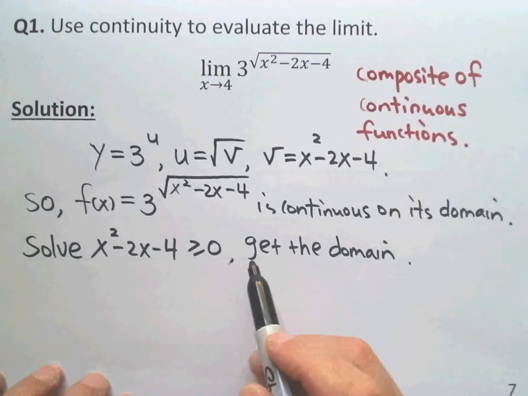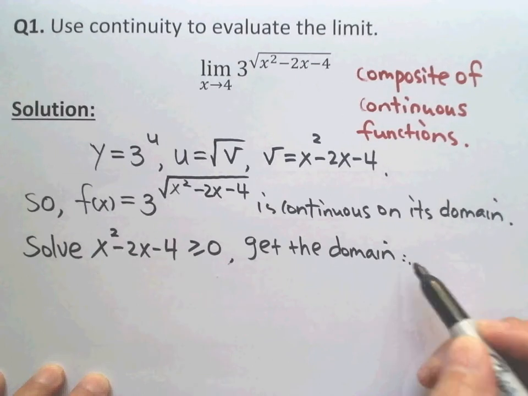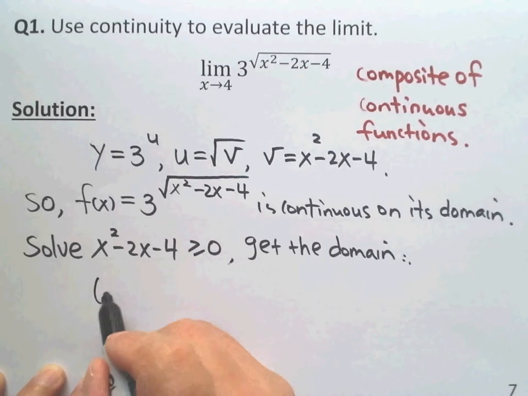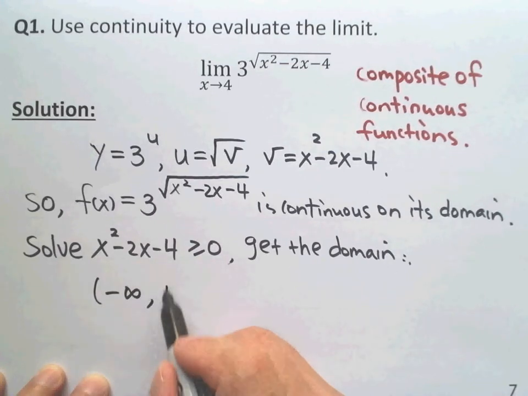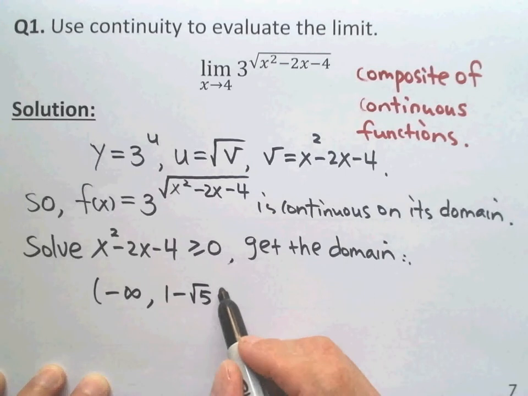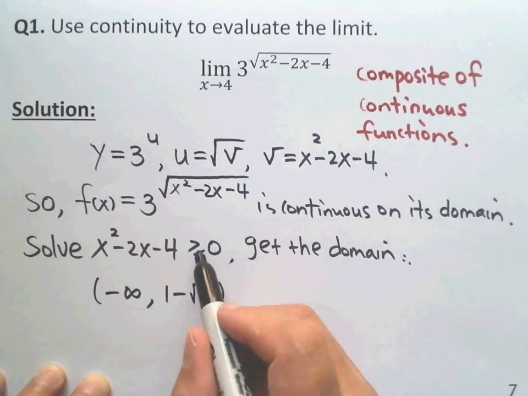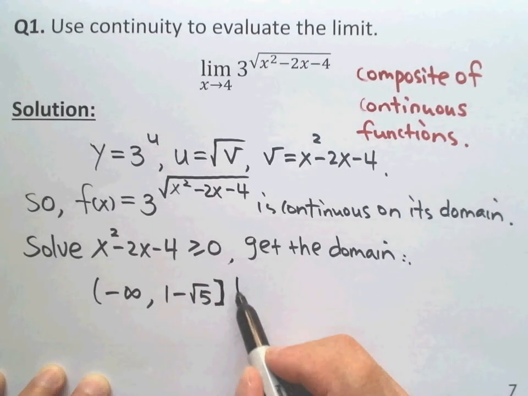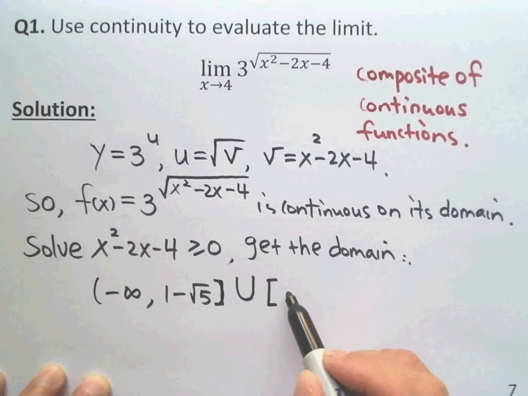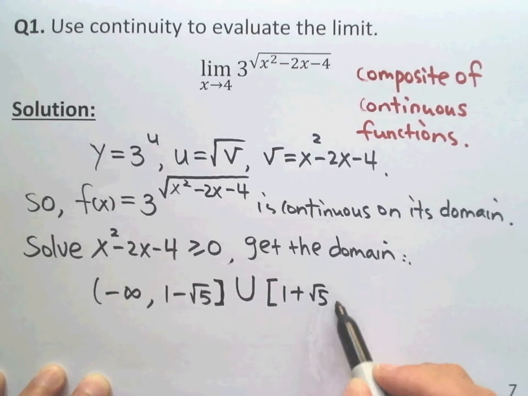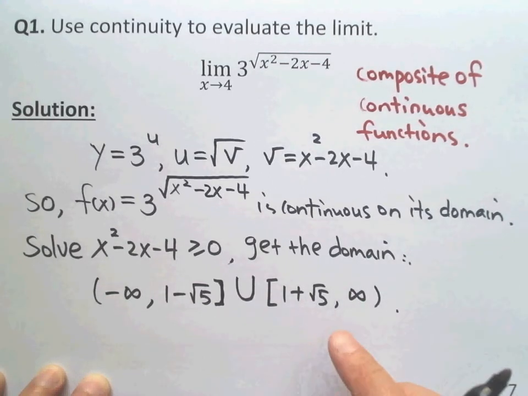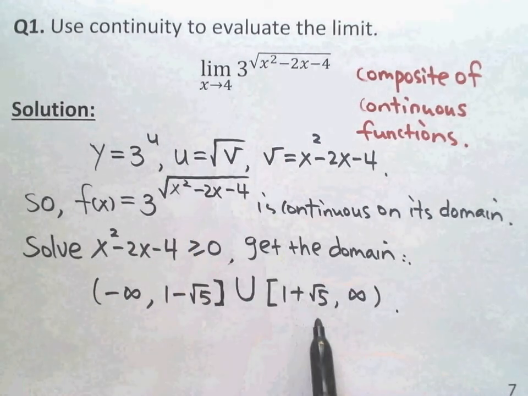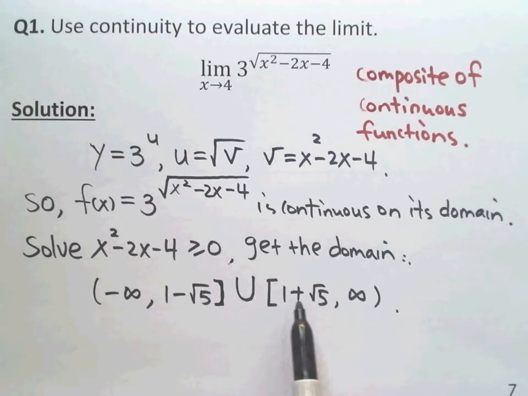Why? Because the y value is greater than or equal to 0, right? So I already solved it, and the domain is this one. We just said it is from negative infinity to 1 minus square root of 5. Because the expression equals 0 there, I have to put a closed bracket, and then another, 1 plus square root of 5 to positive infinity. You know how to do this. I get the domain.